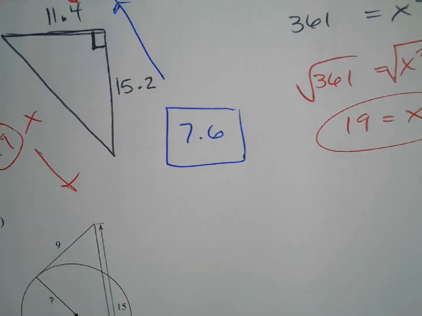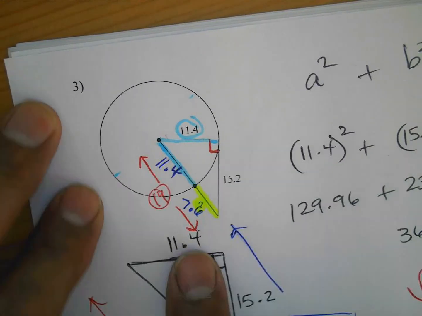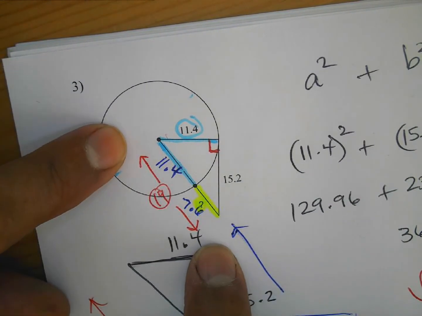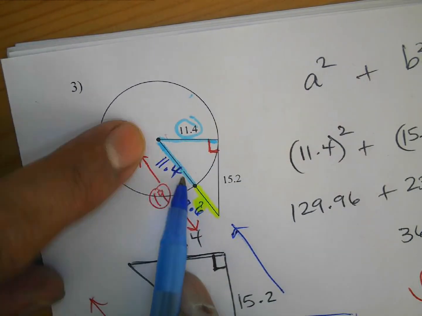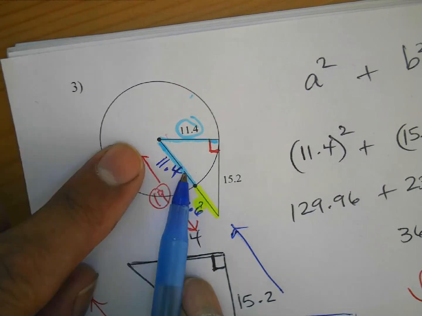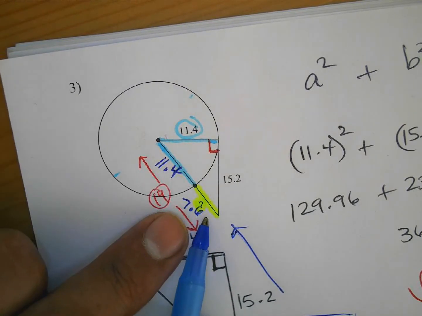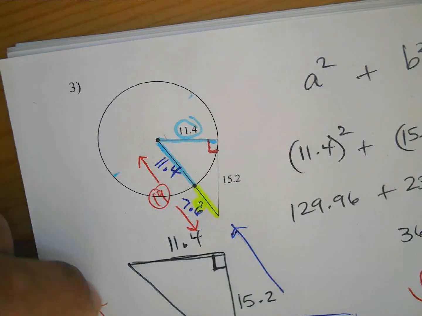Okay? So remember, they were not asking you for the whole length, but you needed to still find that whole length. And then if this is a radius and it's 11.4, that's 11.4. So 19 minus 11.4 tells me this leftover little piece. 7.6 is the answer for number 3.